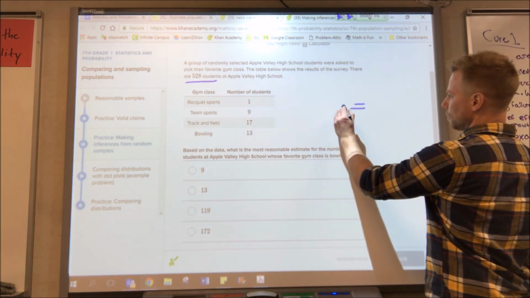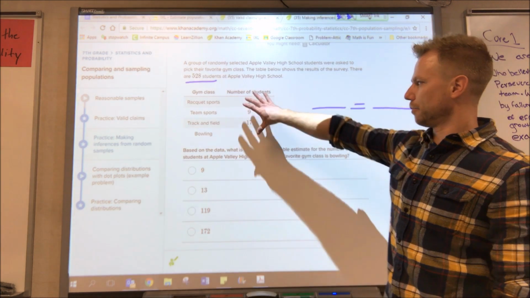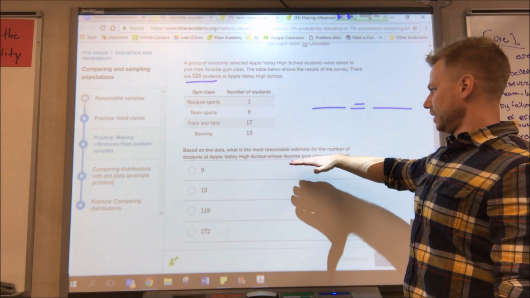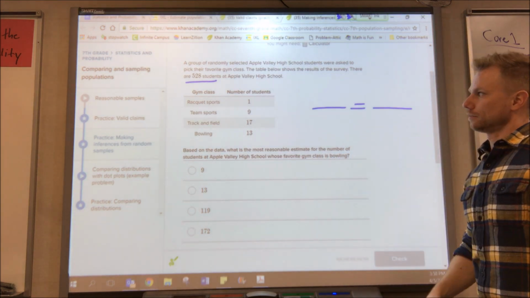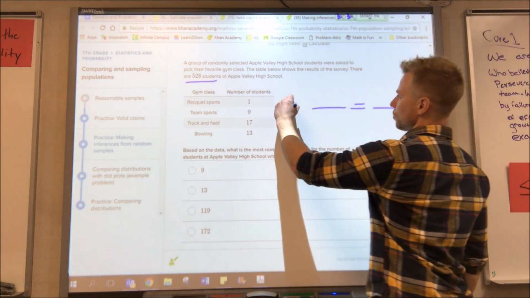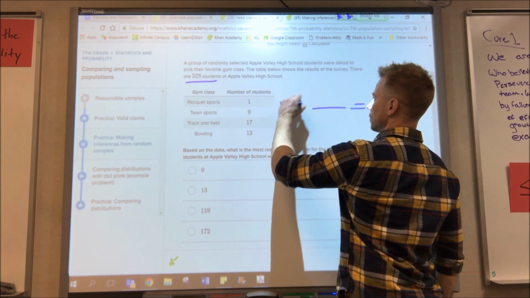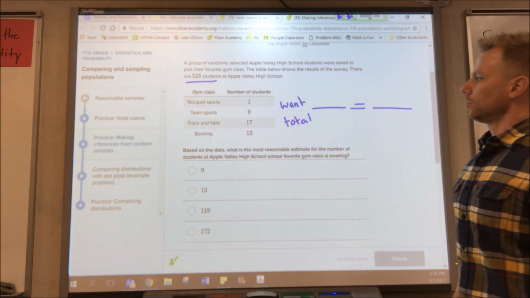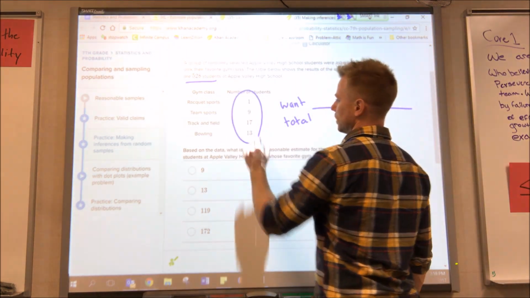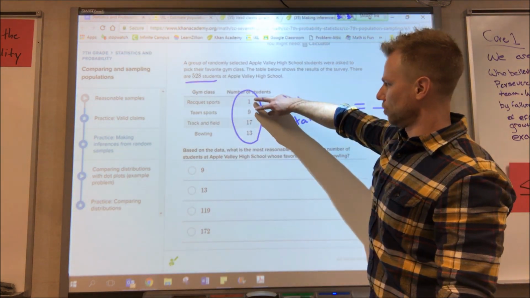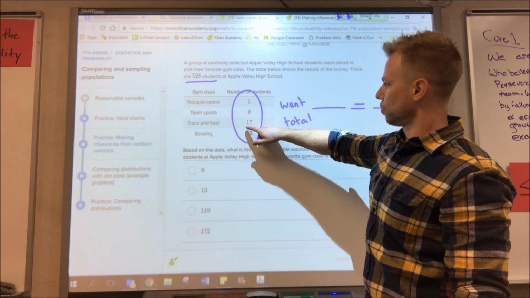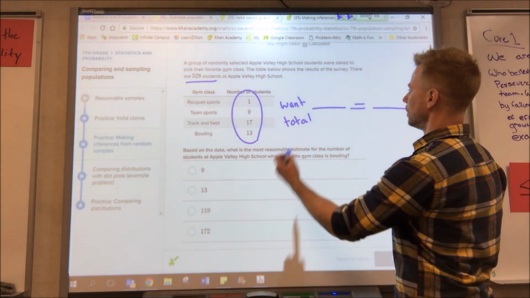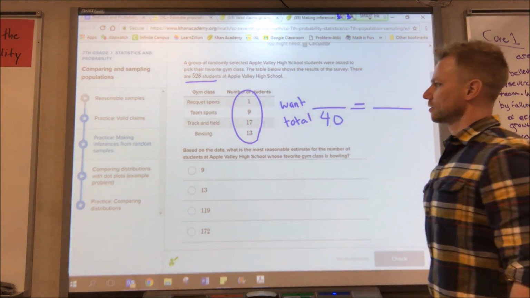Okay, so we're going to write a proportion, use the information they gave us in order to figure out how many students prefer bowling. So what we need, this is where we do our want and our total. The number of students that were asked is all of these together. So 9 and 1 makes 10. Then we have 20, 30, 7 and 3 makes another 10, so 40. So 40 kids were asked.